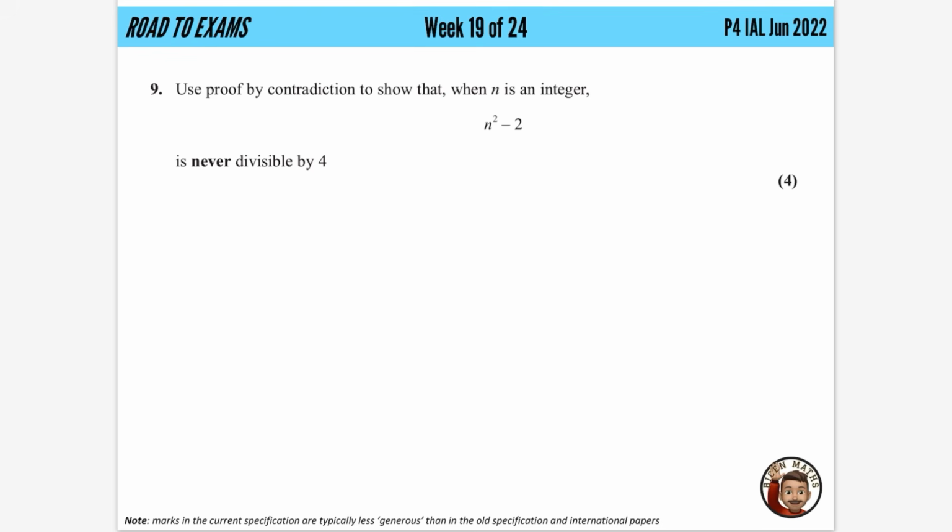So it says, use proof by contradiction to show that when n is an integer, n squared minus 2 is never divisible by 4. So my instinct for this is obviously to start off with our assumption step. You do have to write assume. You don't have to write the "for contradiction", but you do have to assume that the opposite is true. I always like to put in for contradiction. So let's assume the opposite is true, that n squared minus 2 is always divisible by 4. Assume for contradiction that n squared minus 2 is always divisible by 4.